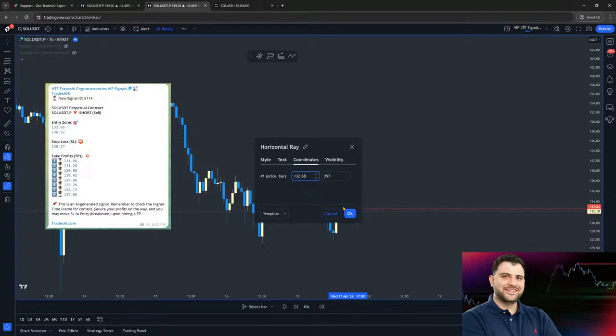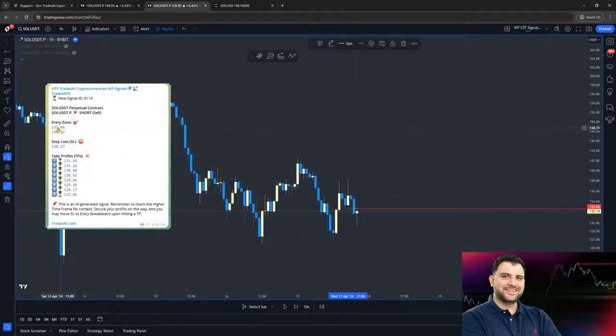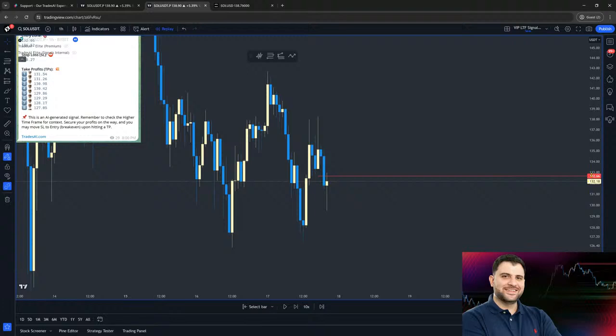I'll just draw it like this and then tweak it. You can just use the first line. You don't need the second entry, but some people enter here and here. Some people just enter here. Some people enter half at the first one and another half in the last, or in the middle between them. So it really depends on your strategy. But for me, I like to enter at the beginning of the entry zone. So this is the entry. This is where the algorithm is telling you to short the market.